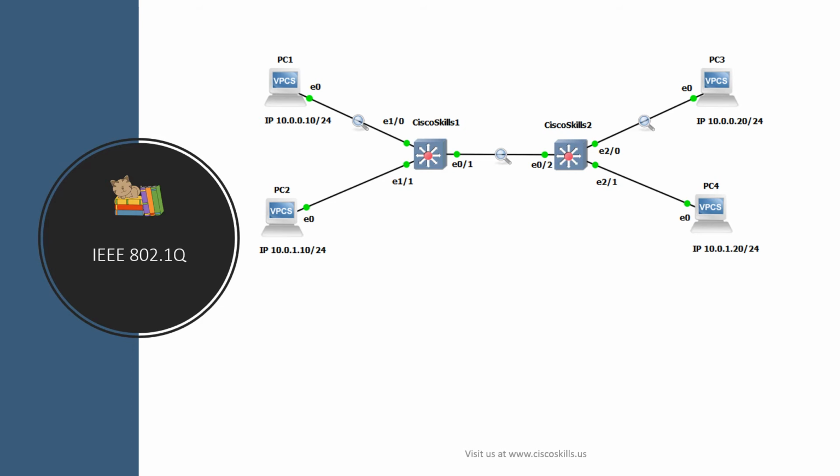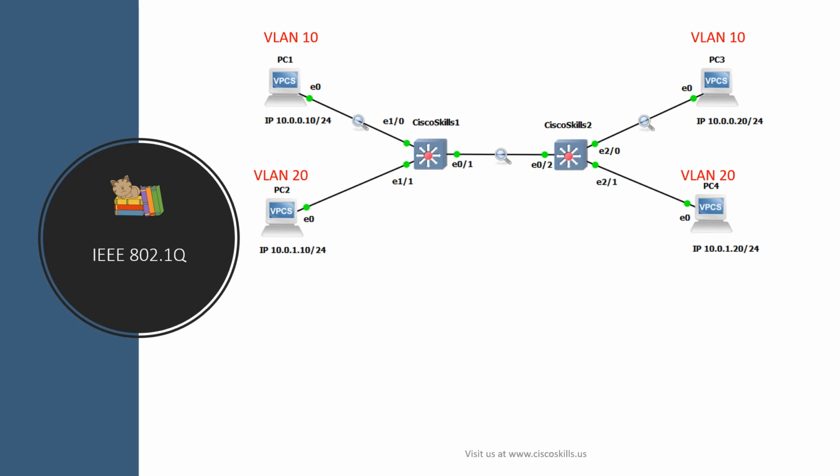Let's analyze the results from a lab activity to have a better understanding of the IEEE 802.1Q protocol. In the lab, we configure the network as in this diagram, with PC1 and PC3 in VLAN 10 and PC2 and PC4 in VLAN 20. Both VLAN 10 and VLAN 20 are not the native VLAN. We then set up Wireshark captures on this link and this link.